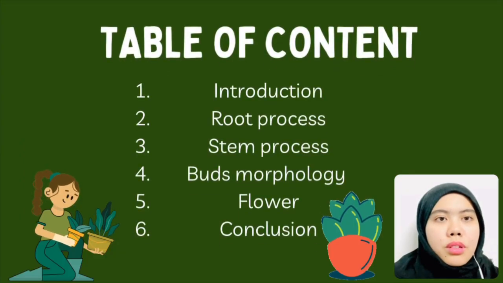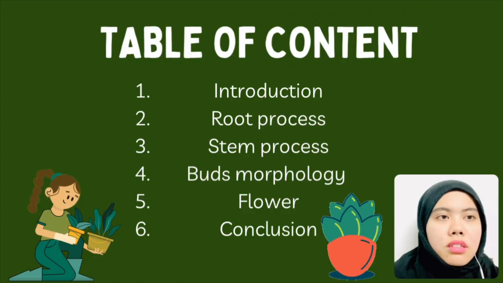For this plant body presentation, the table of contents includes: number 1 is introduction, number 2 is the root process, number 3 is the stem process, number 4 is the buds morphology, number 5 is the flower structure, and the last one will conclude with the conclusion, which highlights how each component contributes to the overall structure and function of the plant.